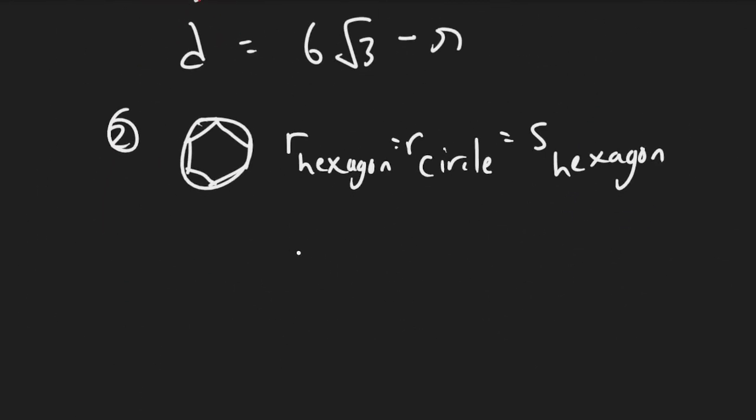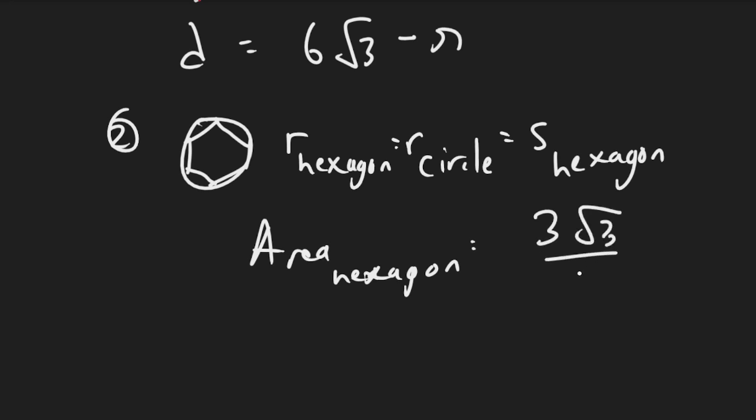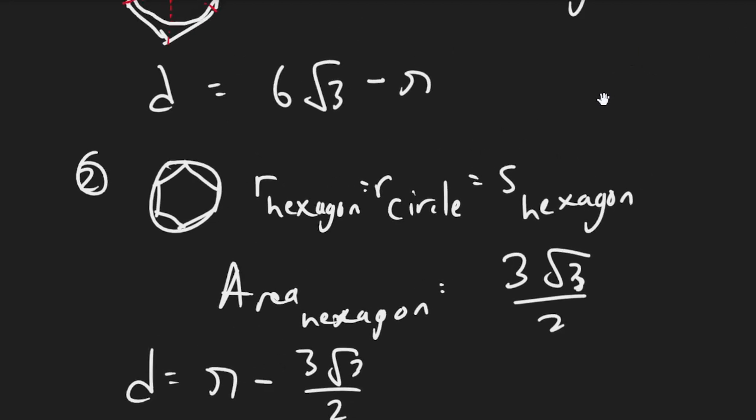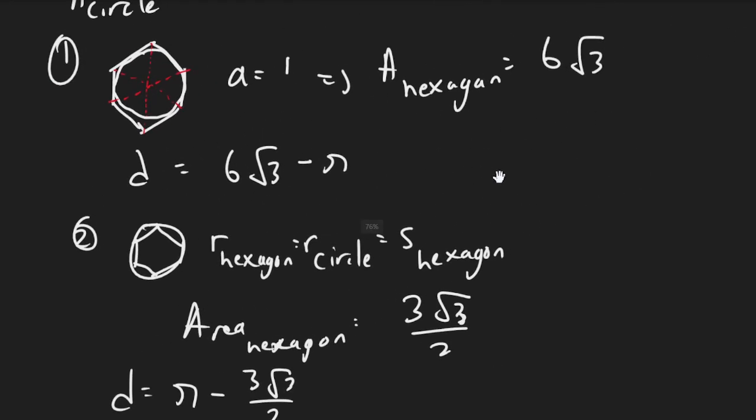So the area of the hexagon is equivalent to 3 square root of 3 over 2. And what is the difference? D equals pi minus 3 square root of 3 over 2. So this is the answer for both of the questions that we have. So this one and this one.